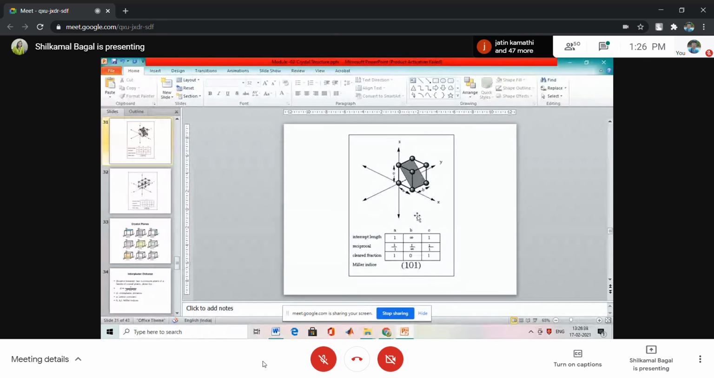So the reciprocal of 1 is 1. So this plane has a 1 unit intercept on axis A. Mark here at this corner. Then the second one is 0, so its reciprocal is infinity, which means this plane will not intersect axis y. Then for C, if H, K, L are the Miller indices, then L is 1 and the reciprocal of 1 is 1. So it will cut axis C at 1 unit. Then join these 2 points.